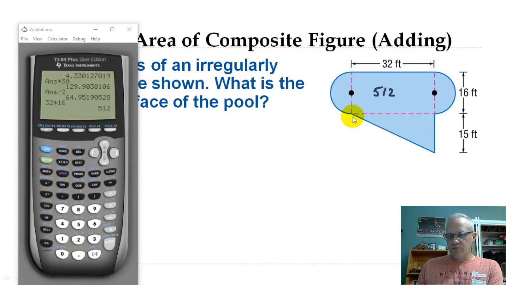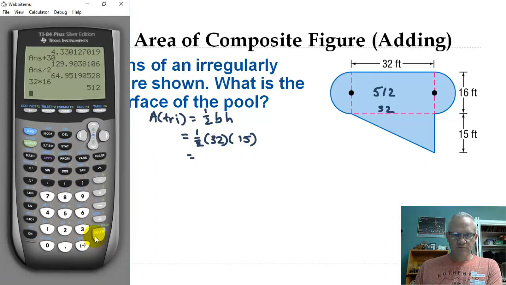All right, well, what else do we have? We've got a triangle down here. We know that the area of a triangle is 1/2 base times height. If this is a rectangle and that's 32, that means this is also 32 here. That can be our base. This is our height. So our base is 32, our height is 15. So 1/2 base 32 times height 15.